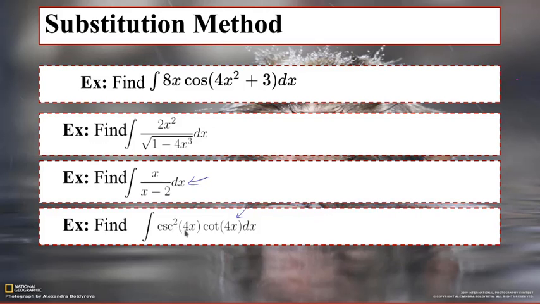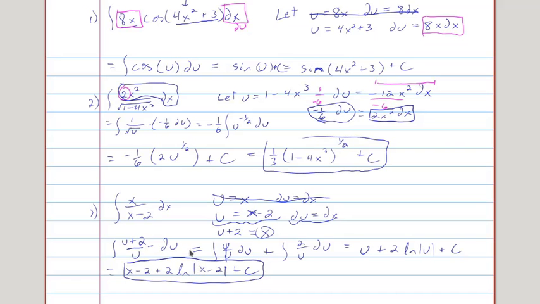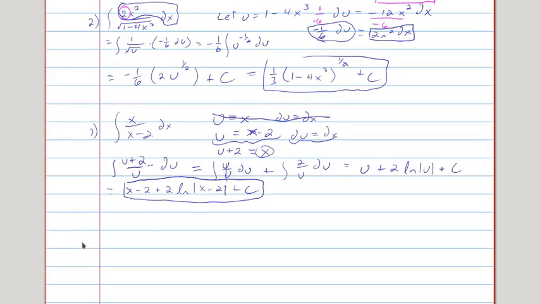This is the cosecant of 4x times the cotangent of 4x. And I should say cosecant squared, that's important. Cosecant squared or cotangent. So let me try that here. We're integrating cosecant squared of 4x times cotangent of 4x.